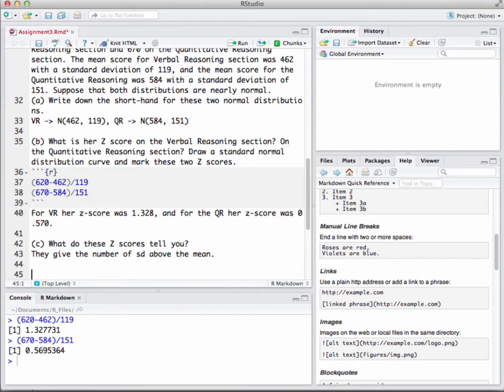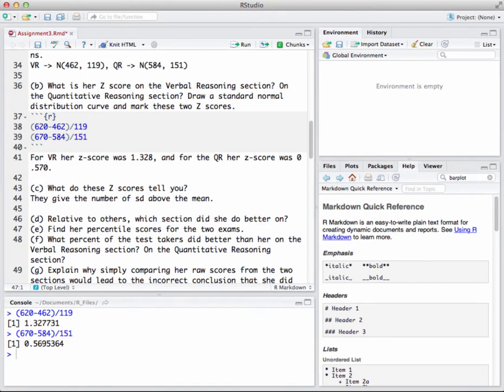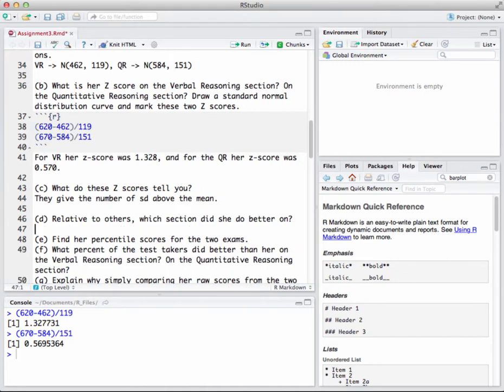That's all they're looking for there. They weren't looking for anything more glorious than that, all right? Okay. And then in part D, they ask, relative to each other, which section did she do better on? We know that her z-score was 1.328 for the verbal reasoning, so she must have done better in the verbal reasoning than she did on the quantitative reasoning. So relative to the others, she did better on the verbal reasoning part of the exam.